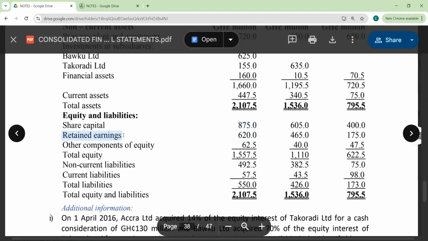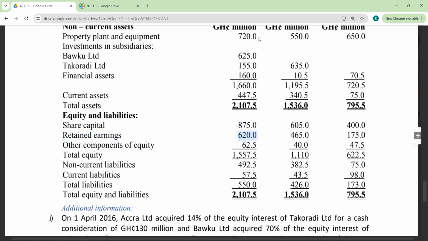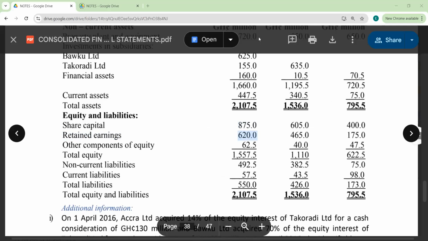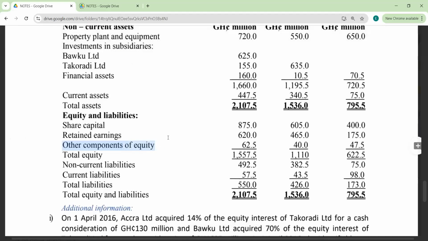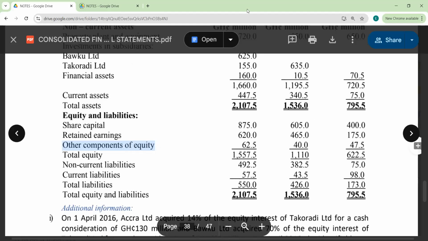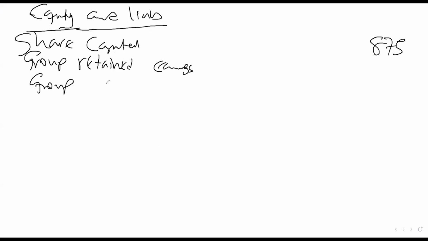Retained earnings, 620. Here, write group retained earnings. You can't write the figure here, no. You leave it, you go and do workings. Next, they say other component of equity, OCE. So the group version of it, group OCE. Leave it.